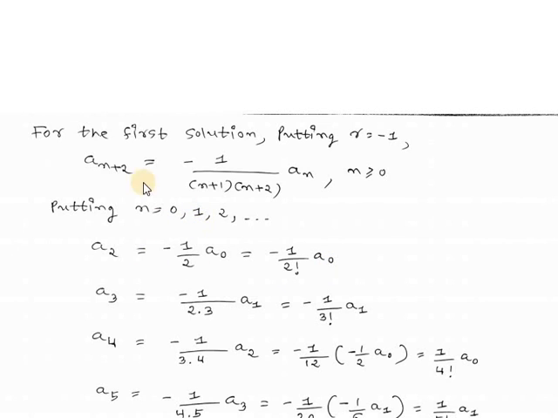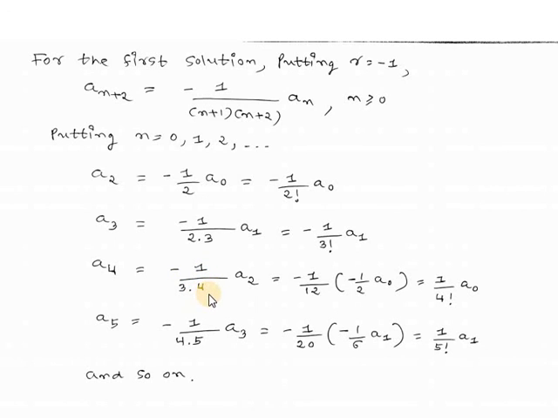Now putting n is equal to 1 in this relation, we will get a3 is equal to minus 1 divided by 2 into 3 a1, which can be written as minus 1 divided by 3 factorial into a1. Now putting n is equal to 2 in this relation, we will get a4 is equal to minus 1 divided by 3 into 4 a2, which can be written as minus 1 divided by 12 into, what is the value of a2? That is minus a0 by 2 factorial. So it will be minus a0 by 2. So the final simplified answer will be a0 divided by 4 factorial.